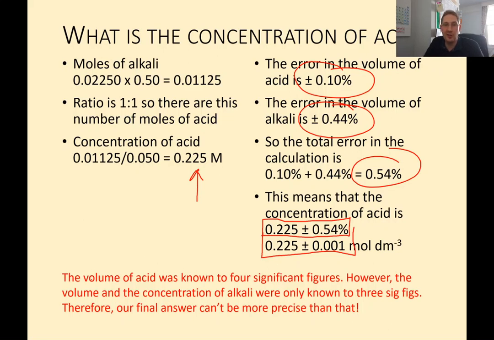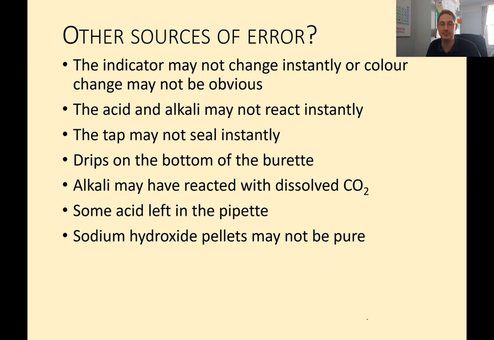It says down here, the volume of acid was known to 4 significant figures. However, the volume and the concentration of alkali were only known to 3 sig figs. Our final answer cannot be more precise than that. Be aware of that at the end. It does not make sense to ever give your answer to more significant figures than your least accurate piece of input data.